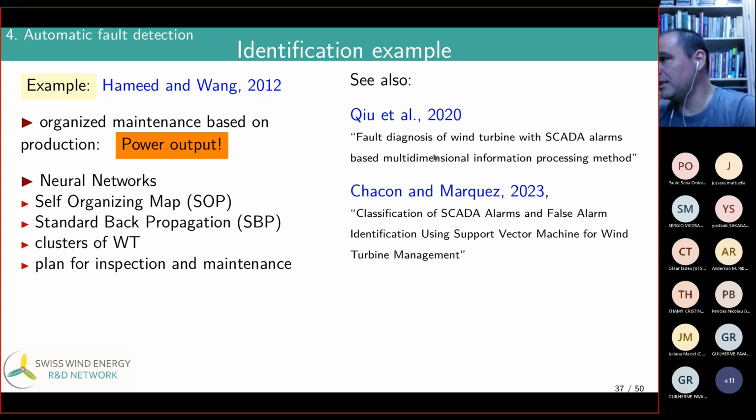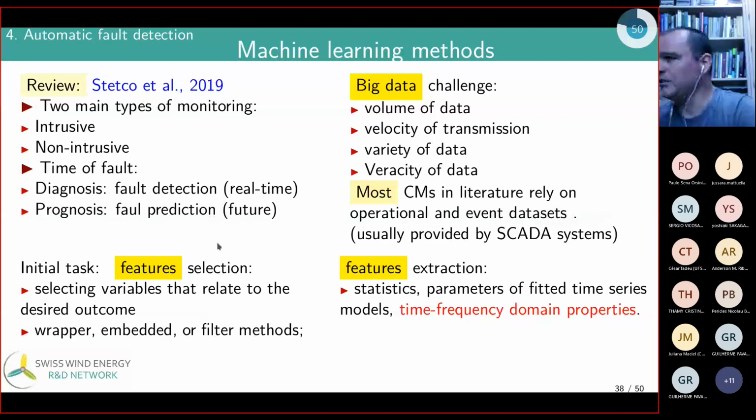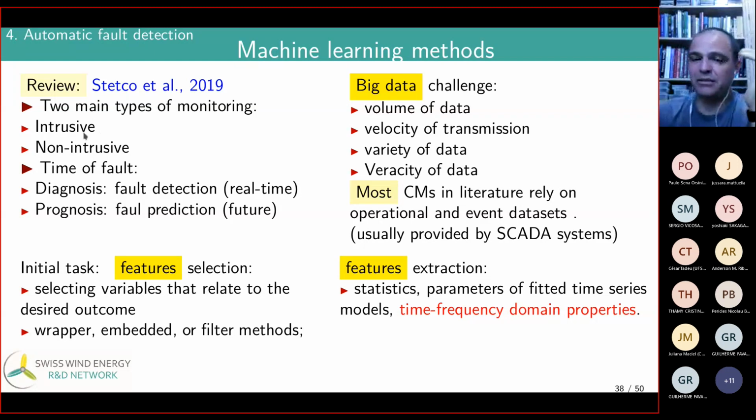I will give these things here for you to take a look. So, works from 2020 to 2023 on machine learning methods, for example Statico et al., who made a review work. There are many types of monitoring. You can classify them into intrusive and non-intrusive, and by timing of the fault. You can, for example, have real-time fault detection: the fault occurred yesterday night during the storm, and it's there. And you can do fault prediction: these bearings are starting to wear out, they need to be changed one year from now. So it's prediction.